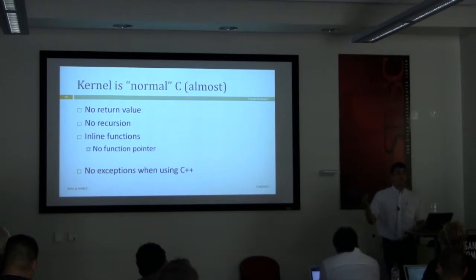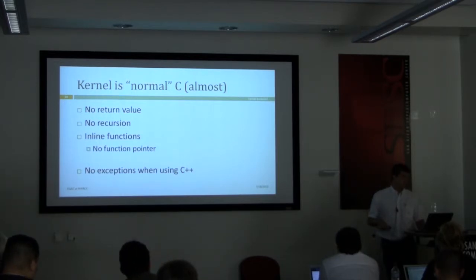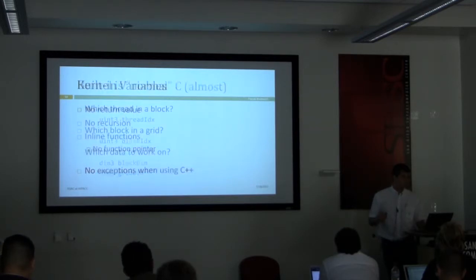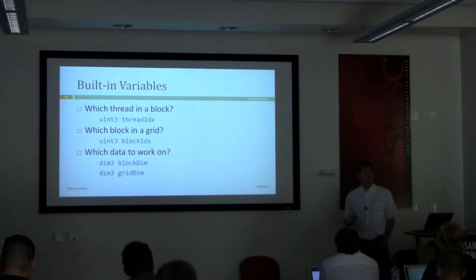Now error handling gets tricky, of course, with this many threads around, and exceptions that are very nice usually to use for error handling are not available. So you have to essentially use return values or some other ways of communicating if you encounter some problems. Okay, so the built-in variables are critical.